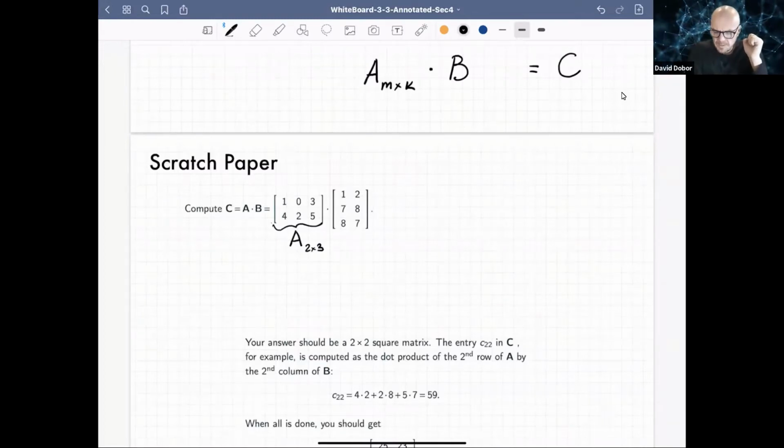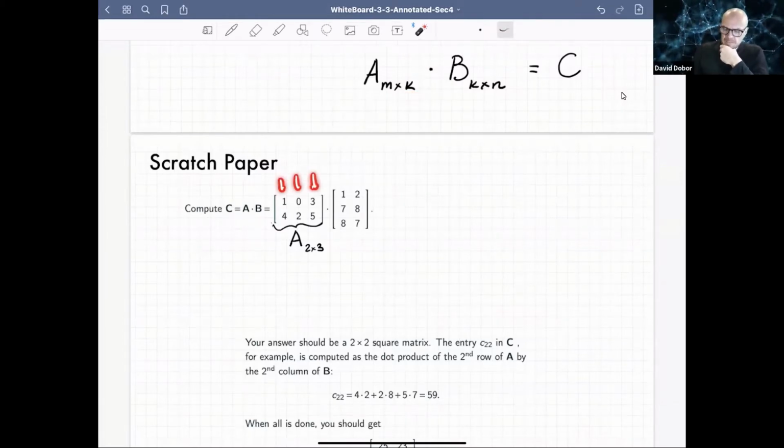Okay, so what do the dimensions of B have to be in order for the product to be defined? Could say K by N. K by anything, like N, for example. The main point here is that K, which is the number of columns in A, has to be the same as this K here, the number of rows in B. That's what we talked about last time. And the dimensions of the matrix that comes out as a result of multiplying these two matrices is going to be M by N, right?